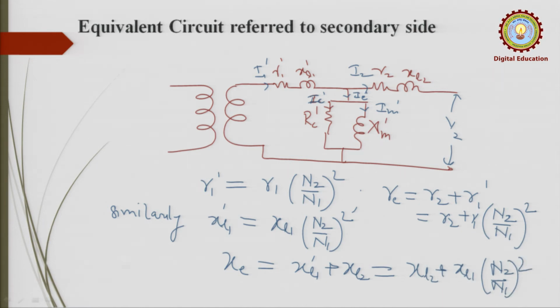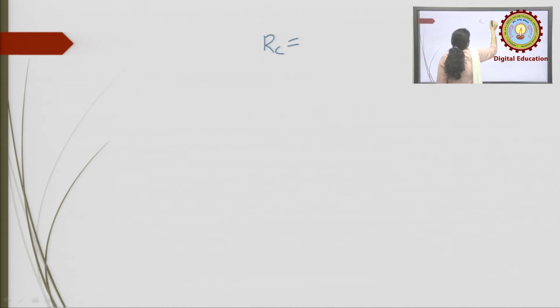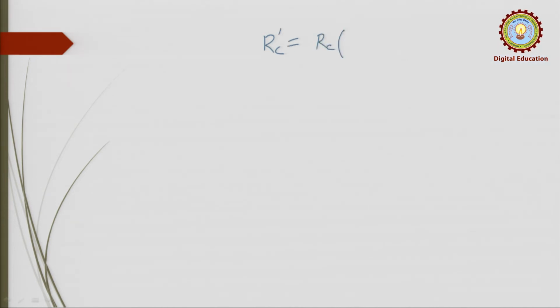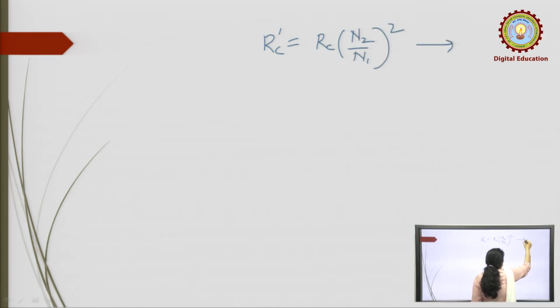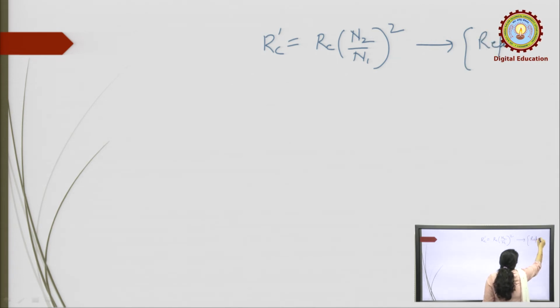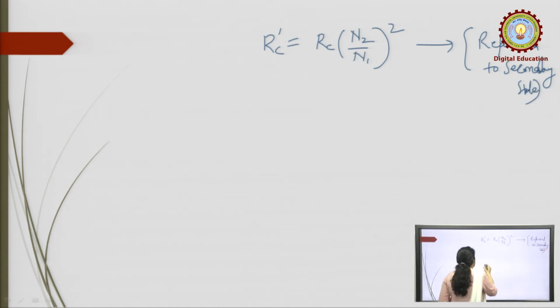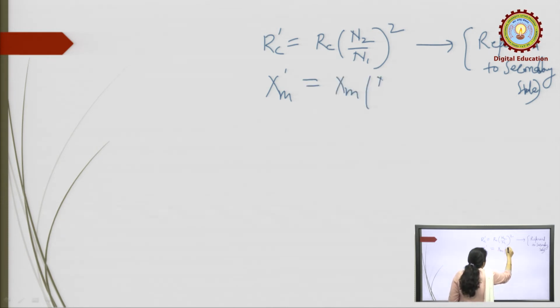And this RC dash becomes RC times N2 by N1 whole square, because it is referred to the secondary side. Now this XM becomes XM dash, and it becomes XM times N2 by N1 whole square.